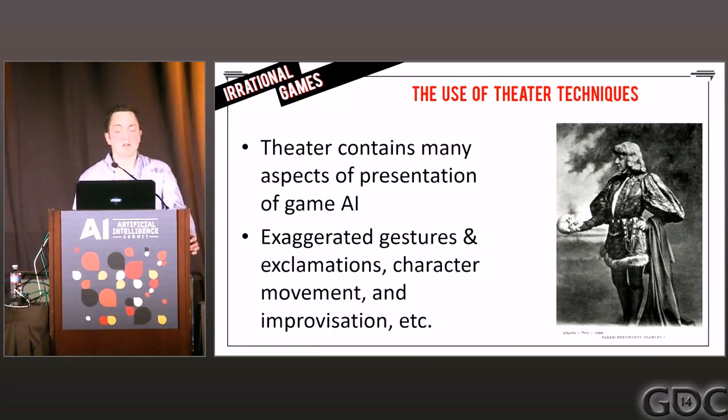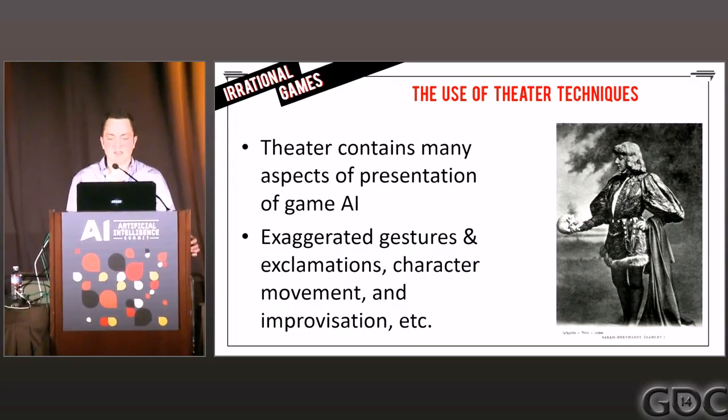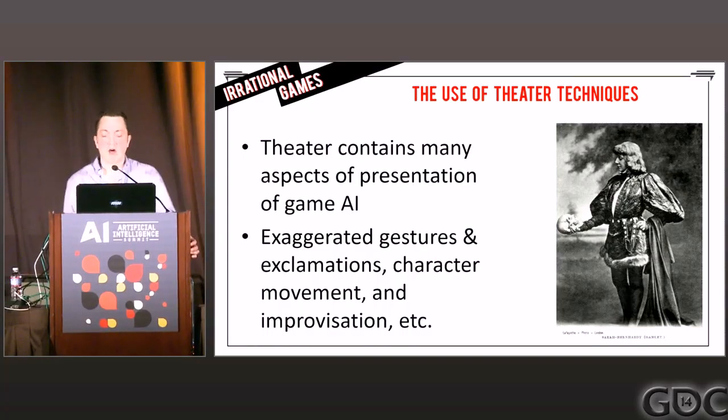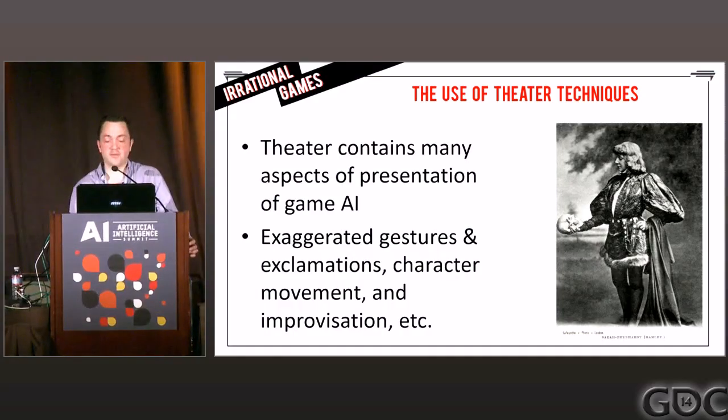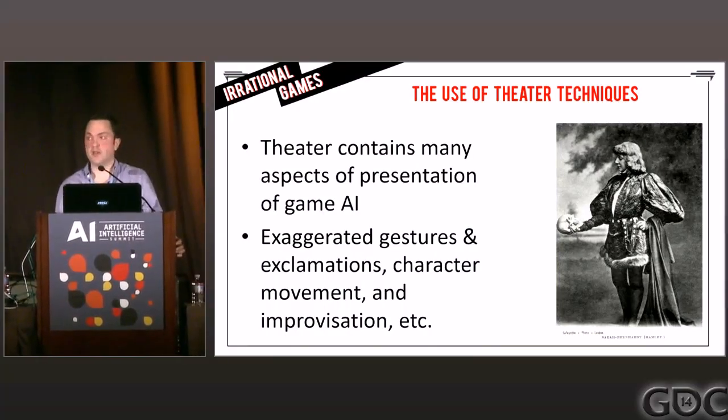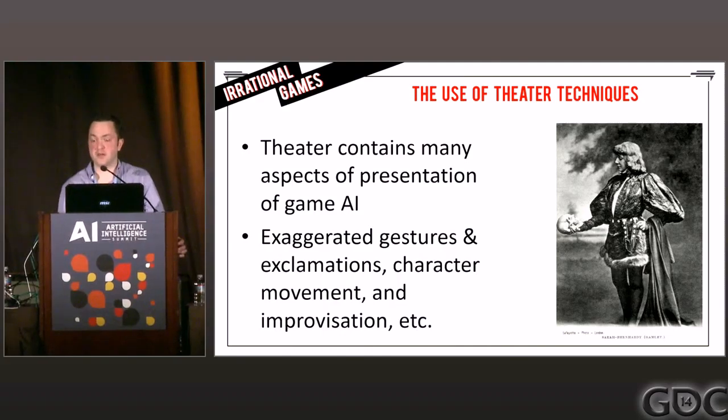One medium in particular that I have looked to time and time again is the theater. Theater contains many aspects of the presentation of game AI, including but not limited to exaggerated gestures, exclamations, blocking, and improvisation. For the rest of the talk, I will discuss and give examples of how we successfully used player-facing techniques from theater and other performance mediums for the companion character of Elizabeth in BioShock Infinite. I will also present a few cases where we failed to use good player-facing performance techniques as well.